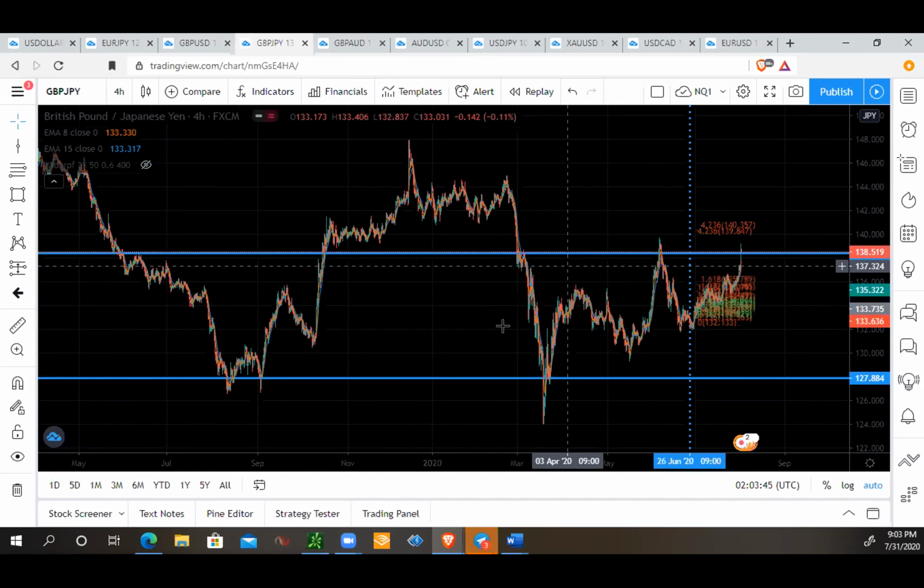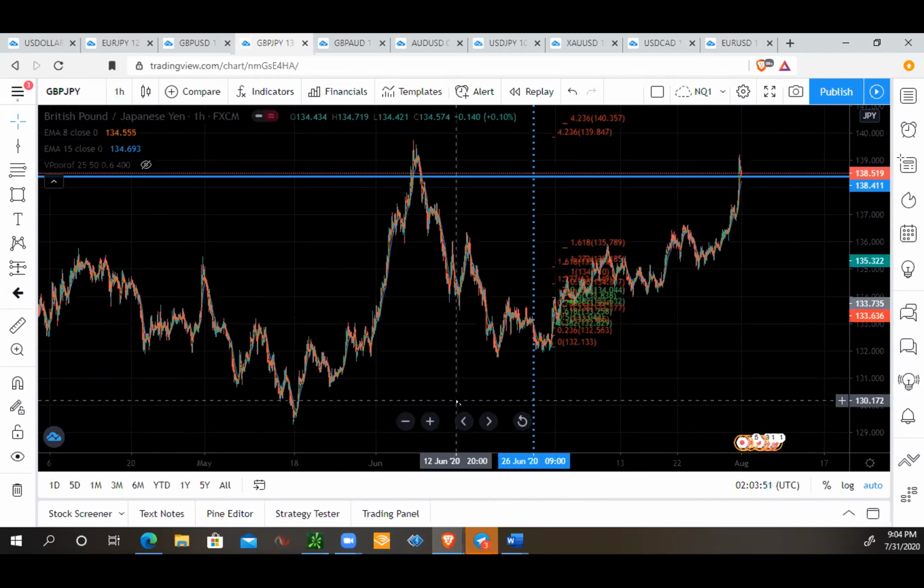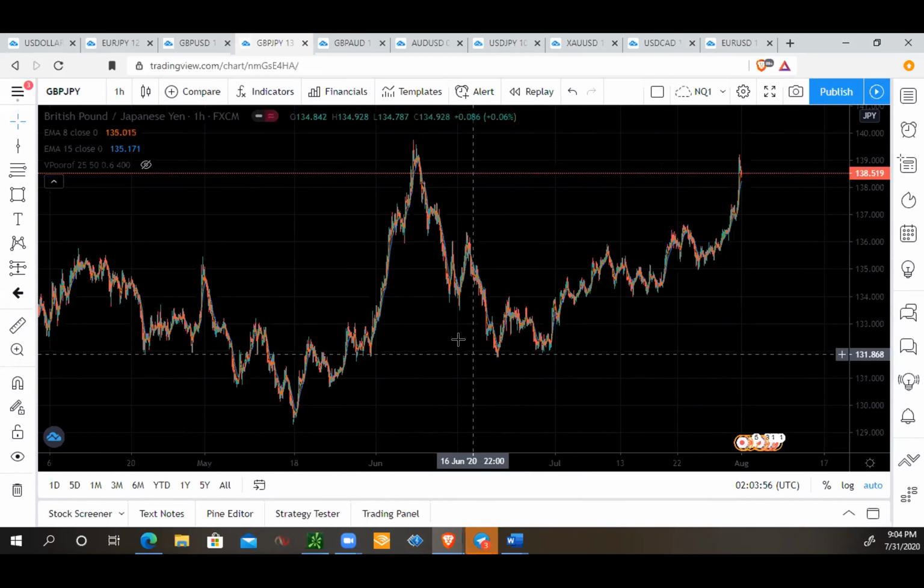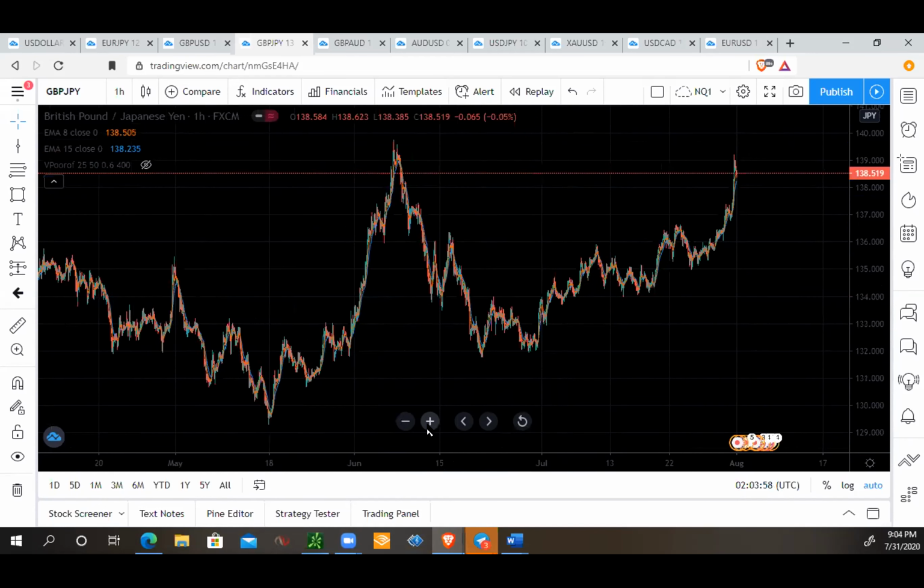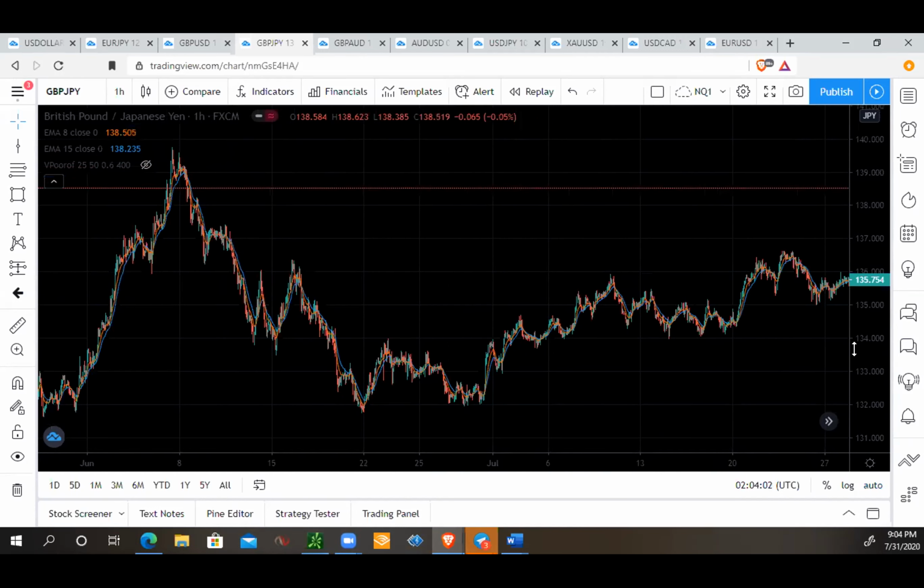So when I mark a support and resistance level off the 4 hour, I'll go to a 1 hour to see more candles. Let me remove Joe's drawings. Then I'll go down to a 1 hour to see more candles. Oh, I see what you're saying.